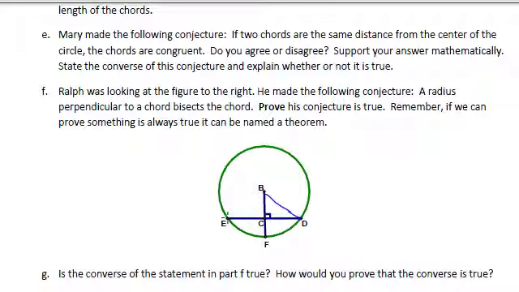Let's try that and that. Okay, now, of course my drawings are not the best. I could certainly take my time to make them a little bit better. But let me just read F for you, because you'll be doing that, I believe, in the next task. Ralph was looking at the figure to the right. He made the following conjecture. A radius perpendicular to a chord bisects the chord. Prove it to be true. Actually, you can do it here.